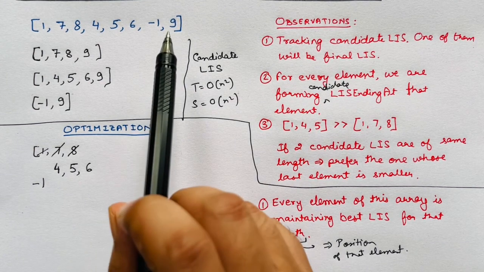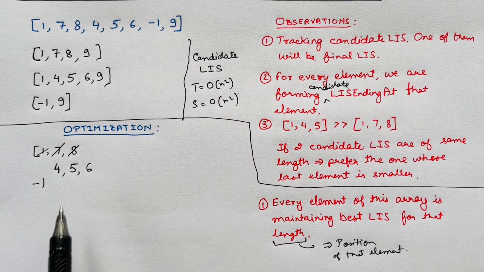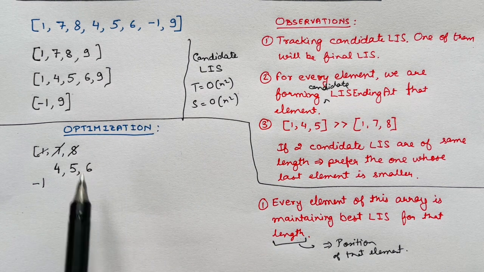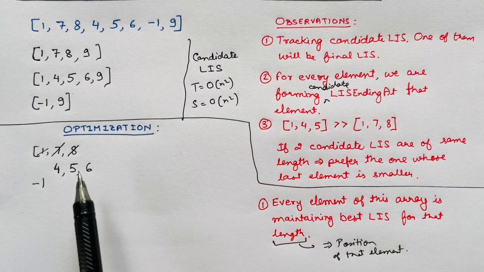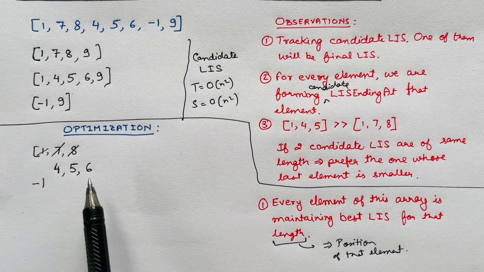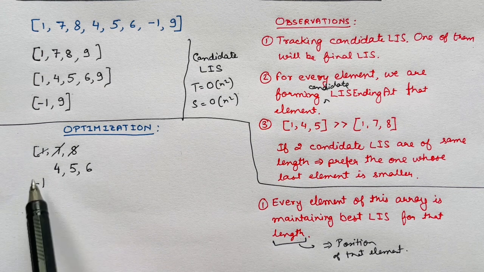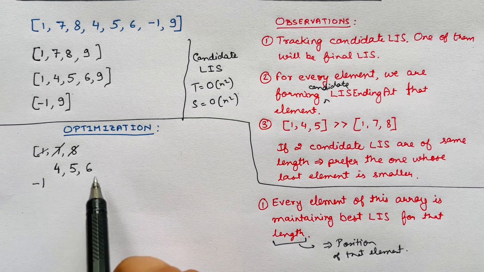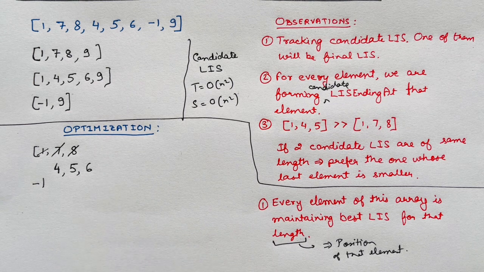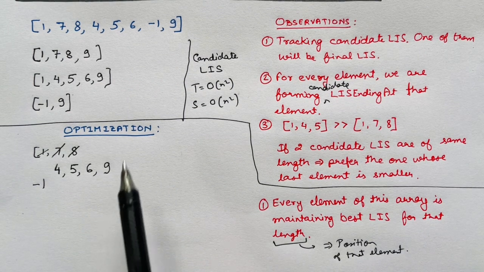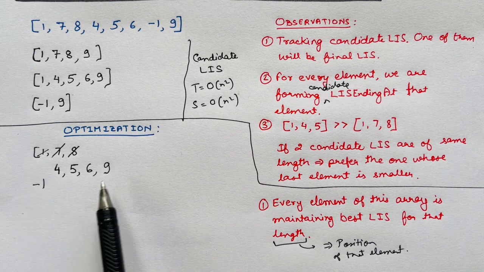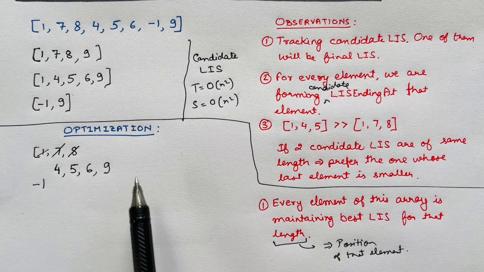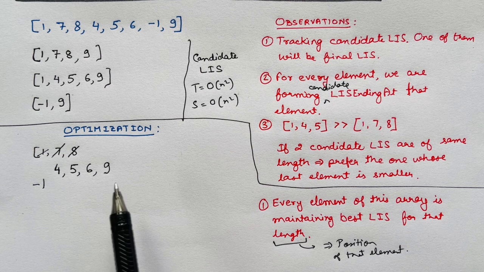And now we come to the element 9. Element 9 is greater than all of these. So LIS ending at 9 can be equal to LIS ending at 6 plus 1. And LIS ending at 6 is of length 4. So 9 can be added at the end of this array. Now we are done with all of our input array. And since this array has 5 elements, our final answer is 5, the length of the longest increasing subsequence that we were looking for.